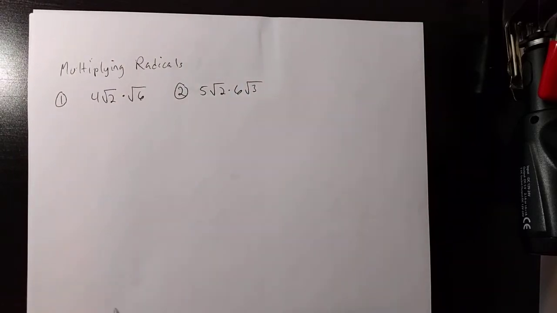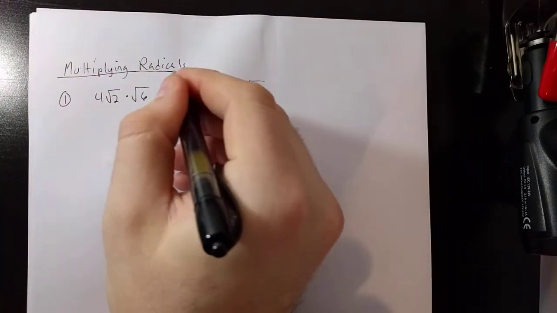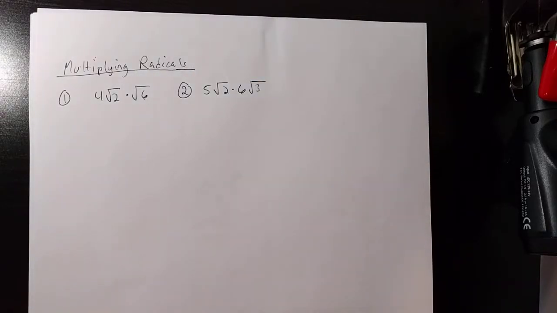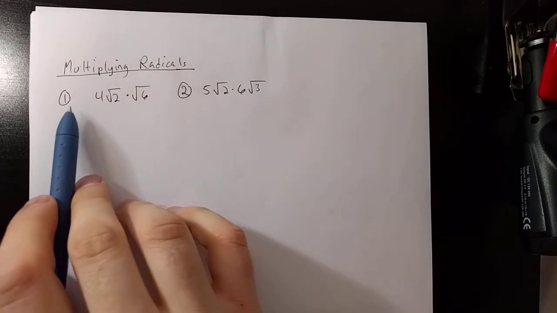So in this video, we're going to learn how to multiply radicals. The rule is you're going to multiply numbers that are inside the radicals with other numbers inside the radicals, and numbers that are outside the radicals with other numbers outside the radicals. You cannot multiply into a radical or outside a radical. The only time a number can go from inside a radical to outside a radical is if it's a perfect square.